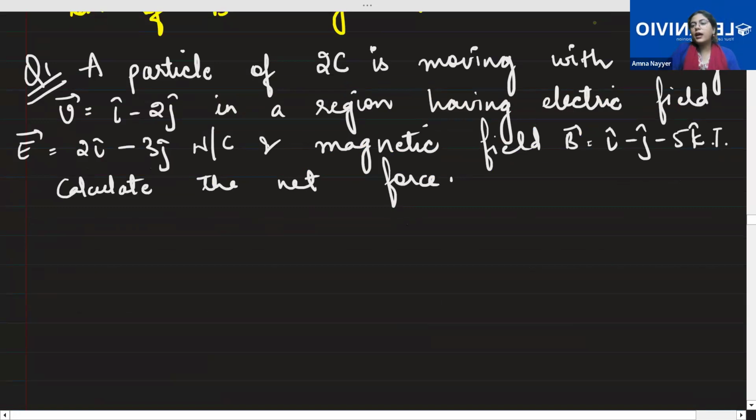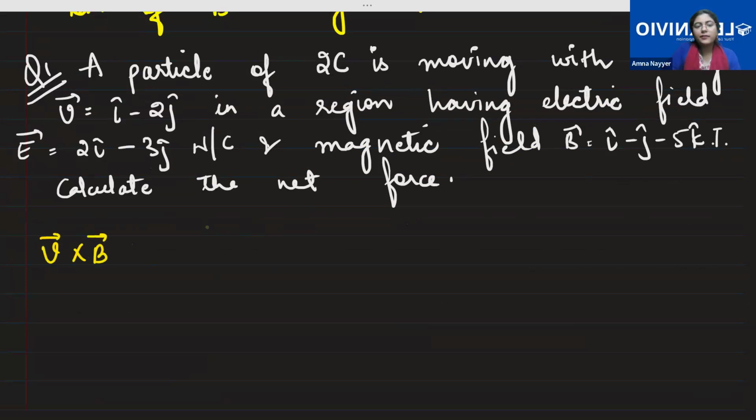So this will require a little conceptual knowledge of your cross product. It says a charged particle, 2 coulomb, is moving with a velocity i cap minus 2 j cap in a region having this electric field and this magnetic field. You have to find the net force. So we require v cross B, so let's first find the cross product.